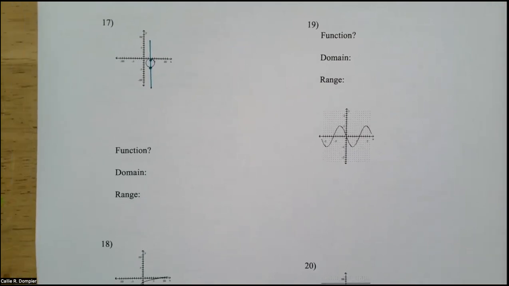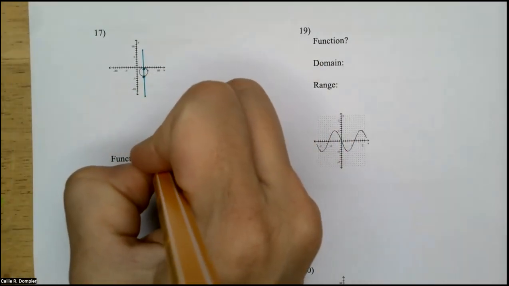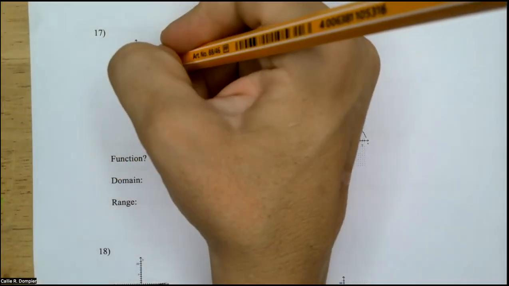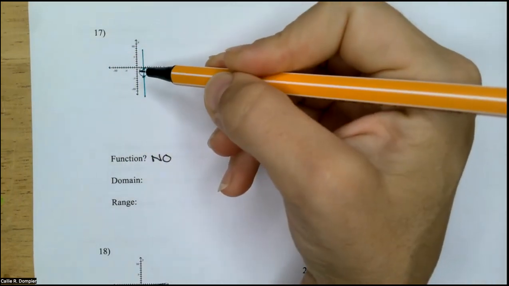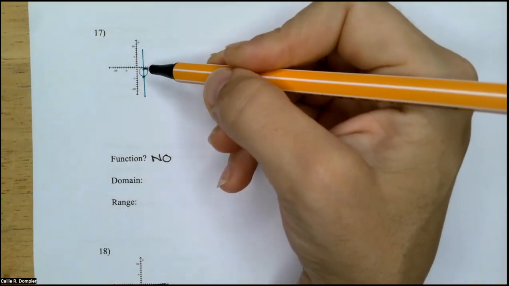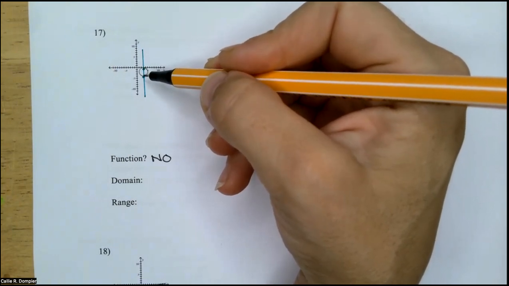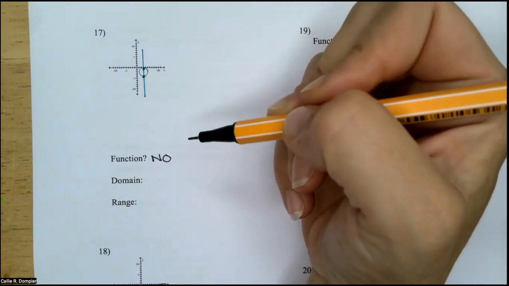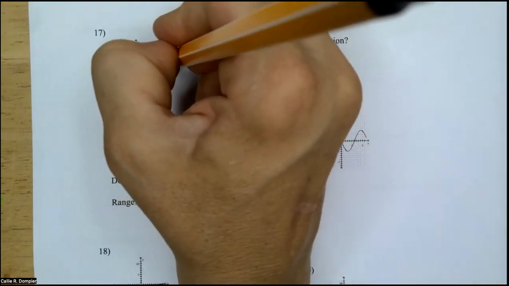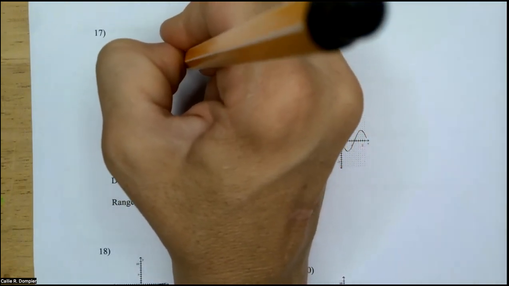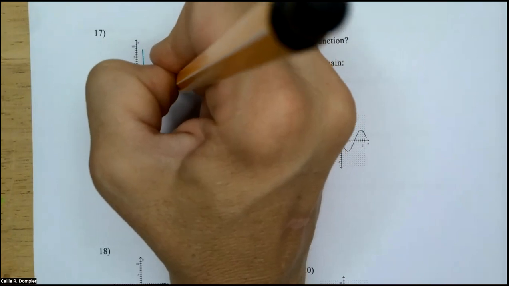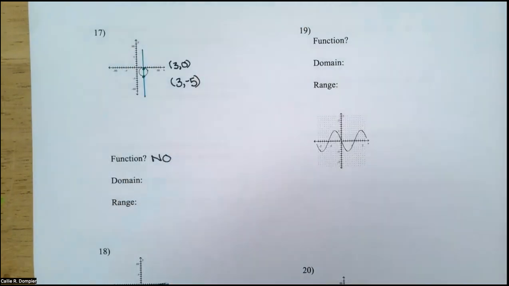17 we already looked at. This is not a function because there are many, many places on this graph where you can find an x value with a y value of 0, for example, and an x value with a y value of -5. So this would be 3, 0 maybe, and 3, -5. So that would be not a function.